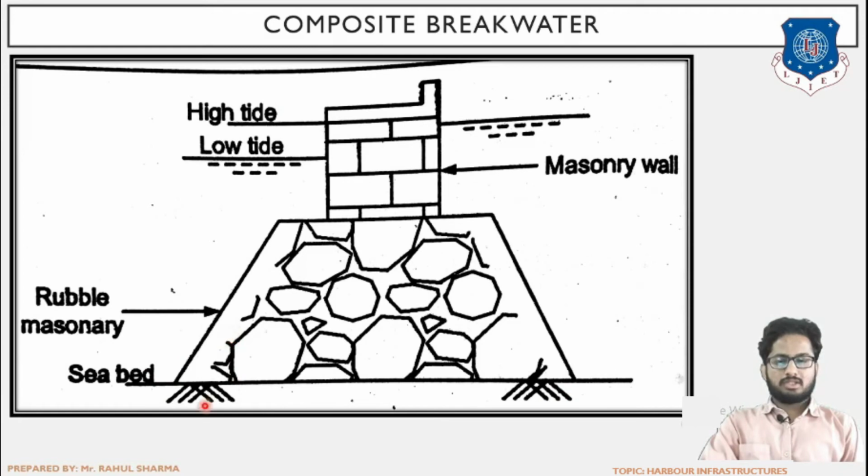The bottom portion consists of rubble masonry. So here the rubbles, that is the unfinished stones of larger sizes, will be placed. That is, it will be the bottom portion, and the top portion will consist of masonry wall construction over this beneath layer. High tide and low tide, that is the lowest level of tide, the highest level of tide, which indicates the tidal range between which the level of tides will fluctuate.